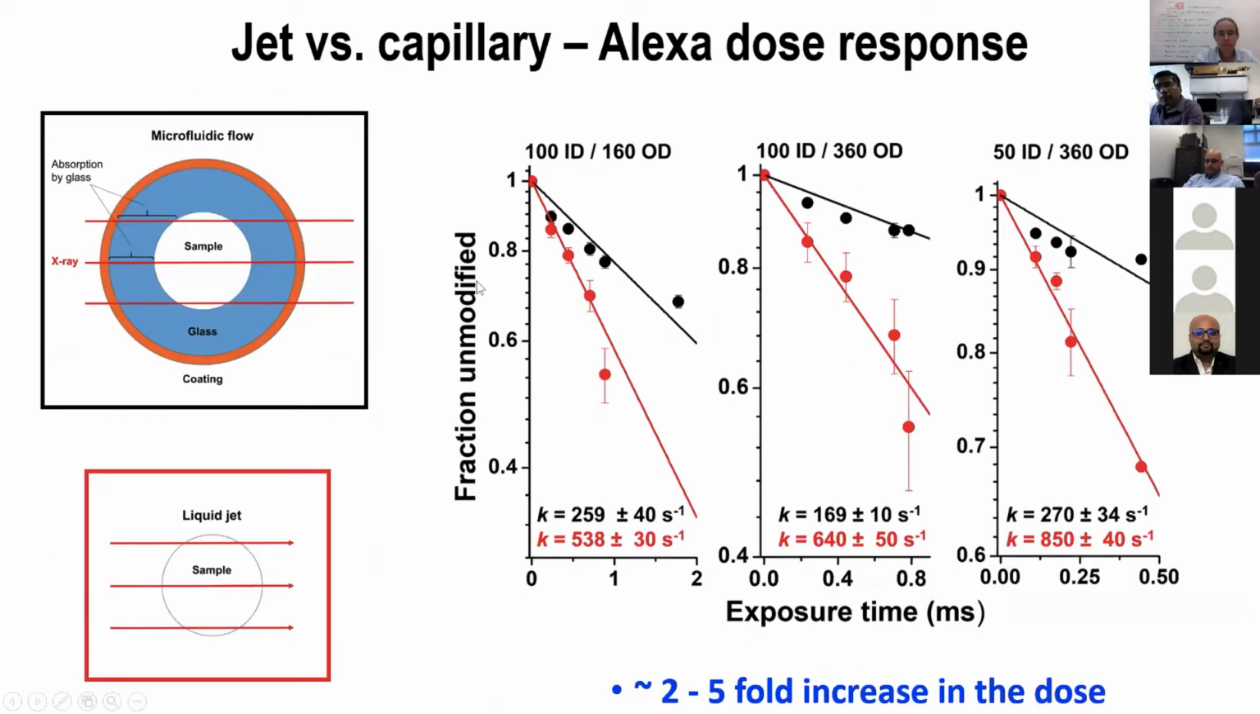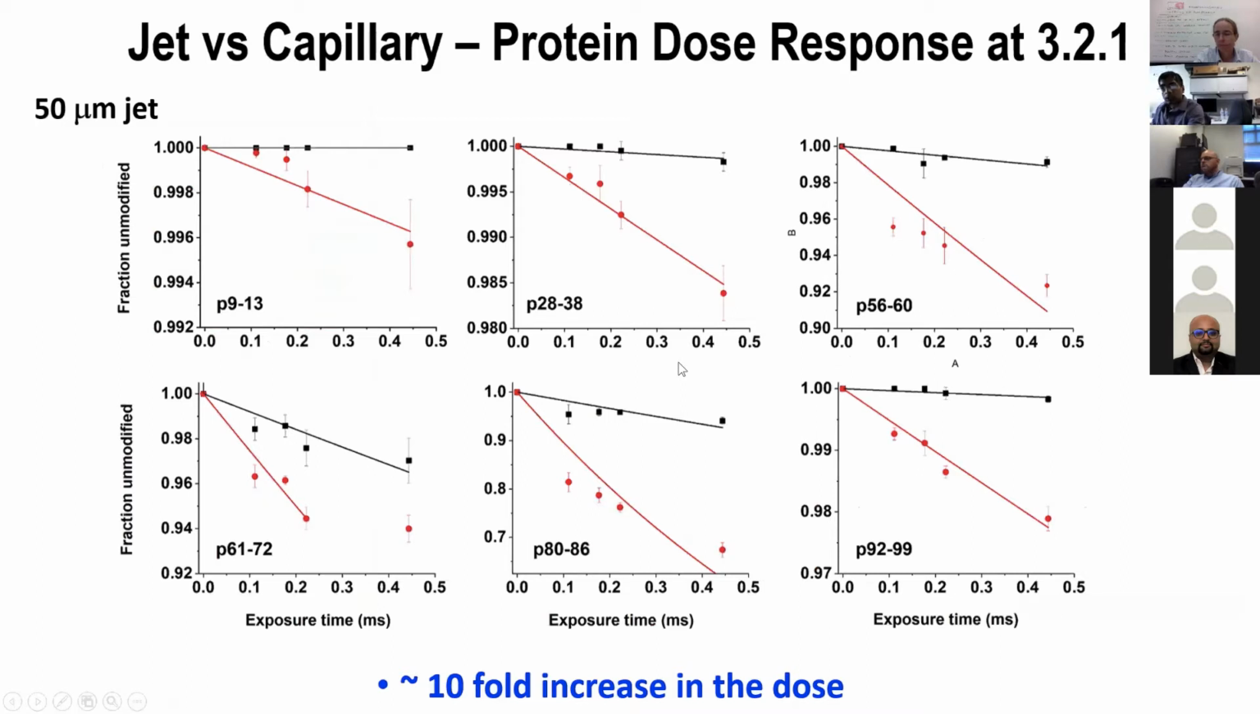These are the exposure analyses of Alexa we did with the capillary and with the liquid jet. The black one is the capillary and the red one is the liquid jet. We see a consistent 2 to 5-fold increase of the dose with Alexa. When we did the protein dose response, we saw a variable increase starting from 2 to 10-fold. So it's a pretty high increase of the dose in the protein sample.